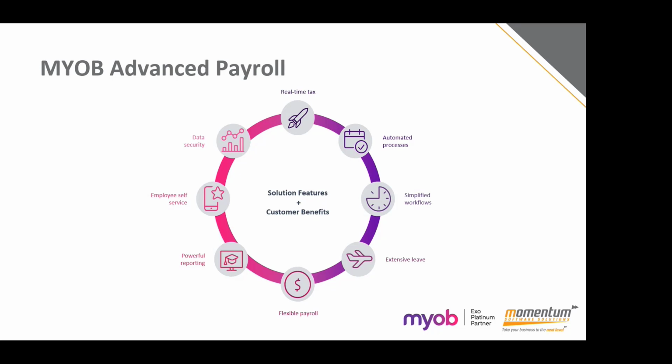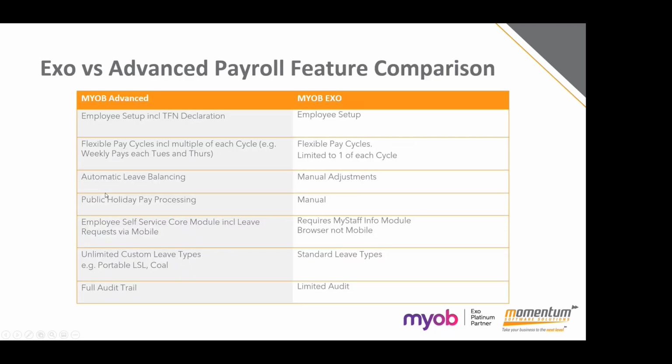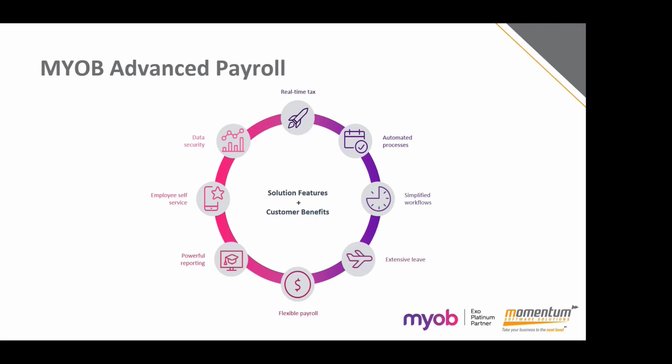The beauty of it is it comes with payroll. When you buy the payroll, the employee self-service is built in automatically. Data security via the web is all taken care of for you. You've got real-time tax link back to your ATO. Automated processes: in Advanced itself, you can have schedules and workflow schedules, all automated and done for you. Simplified workflows: you design your own workflows, keep life simple. And of course, extensive leave, a much stronger leave engine as opposed to the Exo one.